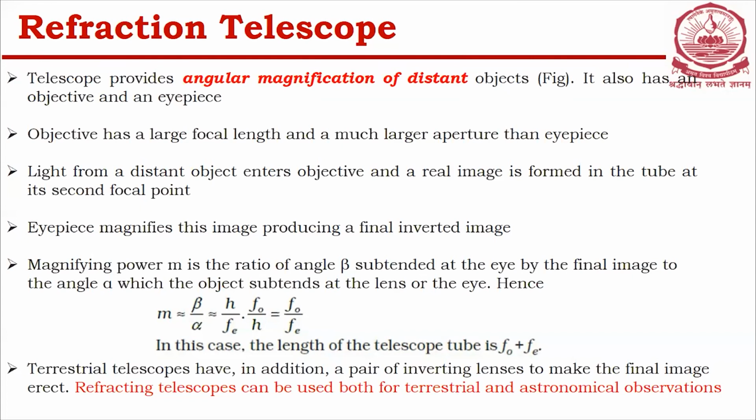So here the magnifying power is the ratio of the angle beta subtended at the eye by the final image to the angle alpha which the object subtends at the lens or the eye. So M is equal to beta by alpha. Okay, so it is h by fe into f naught by h. So this is nothing but the simple relation for refracting type telescopes: f naught, the focal length of the objective, divided by fe, the focal length of the eyepiece. And the length of the telescope tube is f naught plus fe. It can be useful for both terrestrial and astronomical observations, but there are some difficulties with this.